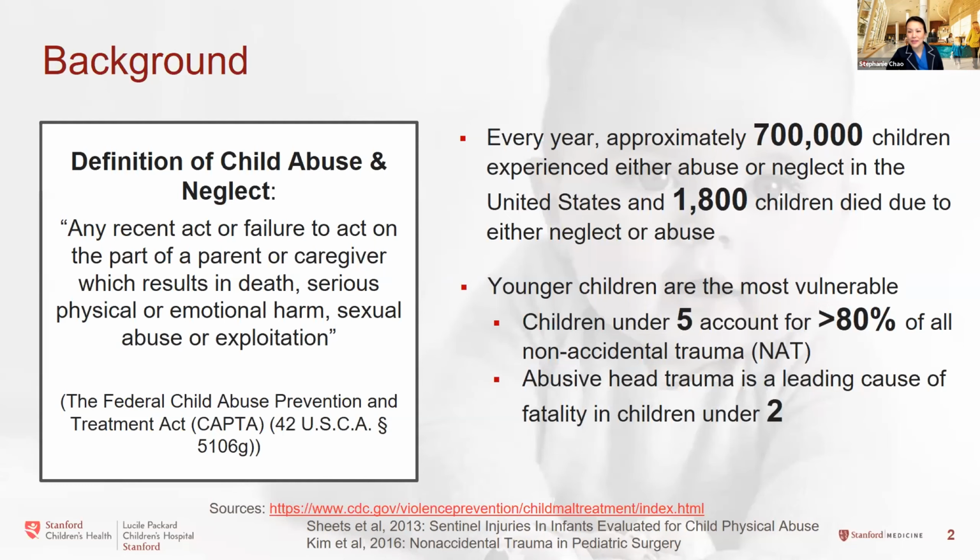Every year, there are about 700,000 children who experience either abuse or neglect, and about 1,800 of those children end up dying from either neglect or abuse. The younger the children are, the more vulnerable they are. Children under five actually account for over 80% of cases of non-accidental trauma. And abusive head injury is a leading cause of death in children under the age of two.